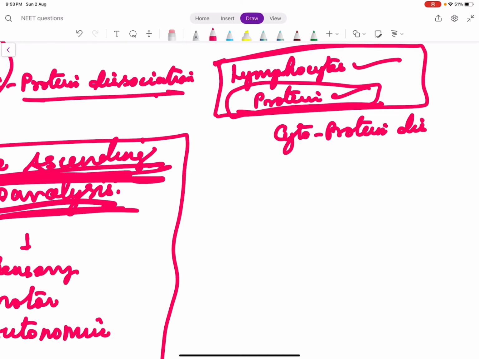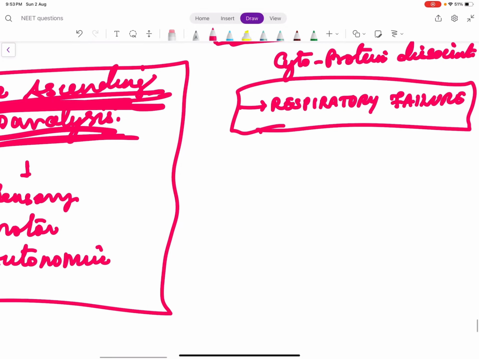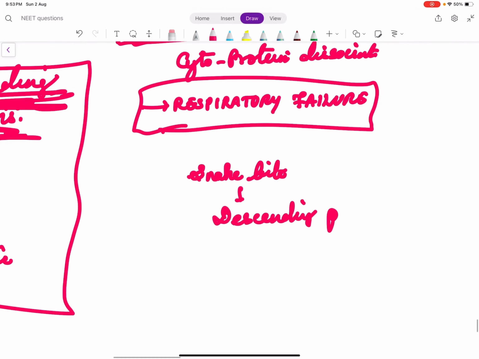So how will they present? Initially they present with paraparesis, then it progresses. The cause of death will be respiratory failure here. So it is an ascending paralysis. Remember, in neurology there are few diseases causing ascending paralysis. There are few diseases causing descending paralysis. Example, snake bite causes descending paralysis. Neurotoxic snake bite, that is cobra, causes descending paralysis.